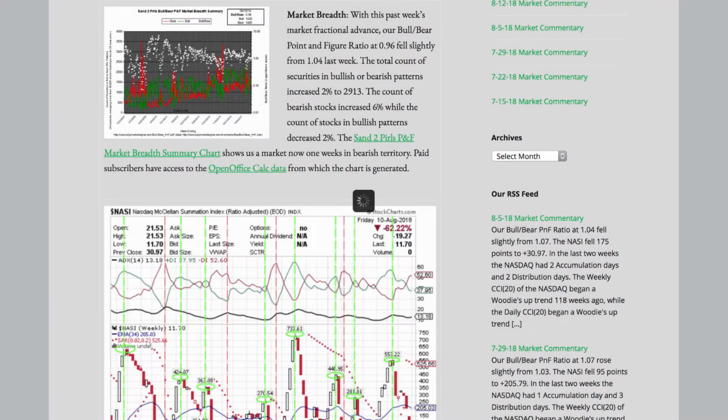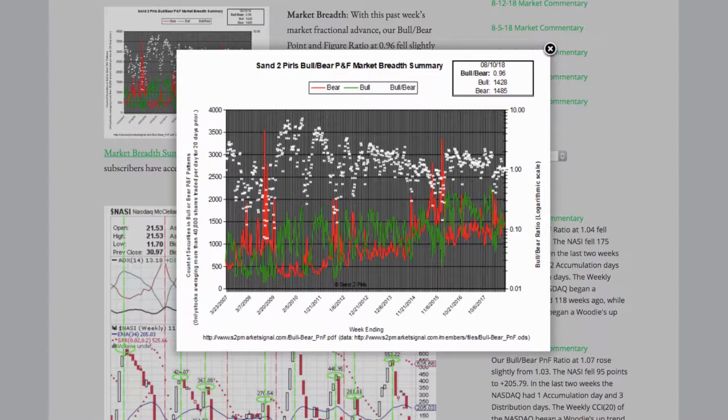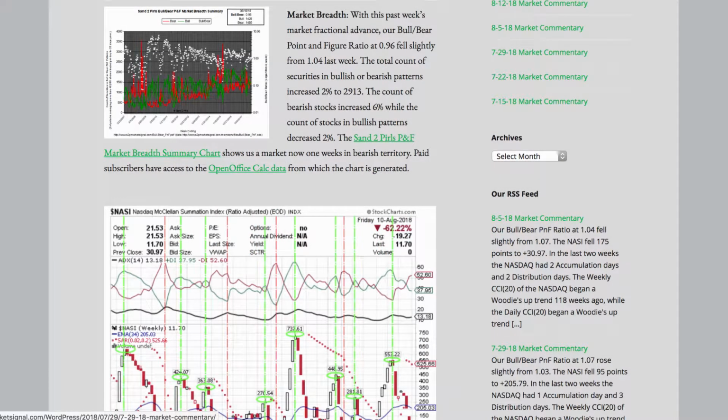Market breadth. With this past week's market fractional advance, our bull-bear point and figure ratio at 0.96 fell slightly from 1.04 last week. The total count of securities in bullish or bearish patterns increased 2% to 2,913. The count of bearish stocks increased 6%, while the count of stocks in bullish patterns decreased 2%. The Pirls PNF market breadth summary chart shows us a market now 1 week in bearish territory.